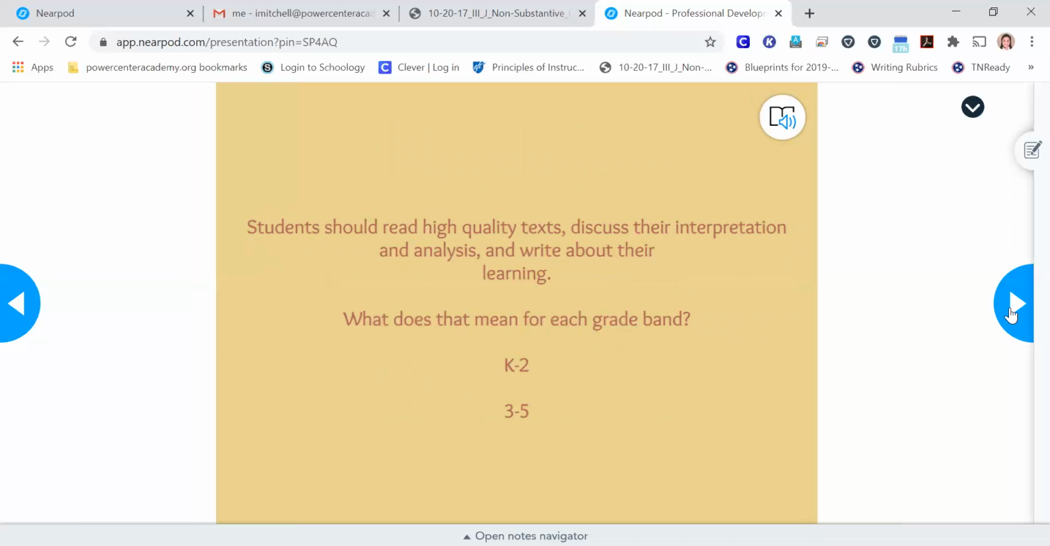Let's dive right in with this quote from the Tennessee State Standards. And it says that students should read high quality texts, discuss their interpretation and analysis, and write about their learning. Read about it, talk about it, write about it. Well, what does that mean for grade band K-2 and grade band 3-5? Pause for a moment. What would that mean?